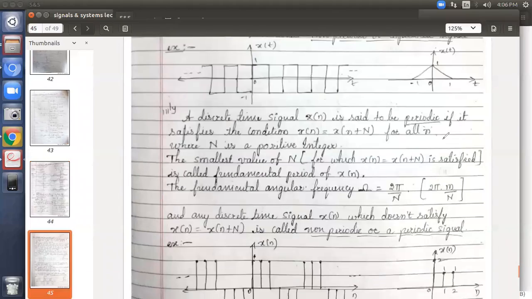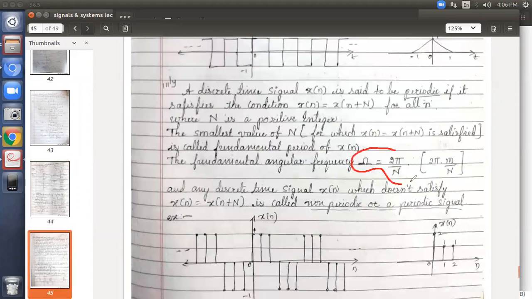The same thing: omega equals 2 pi by N, and 2 pi into m by N indicates omega should be a multiple of 2 pi, and the m by N ratio should be a rational number. Any signal which won't satisfy this repeating condition, we call it a non-periodic signal.